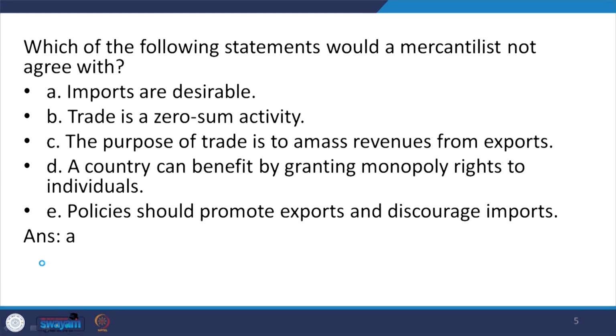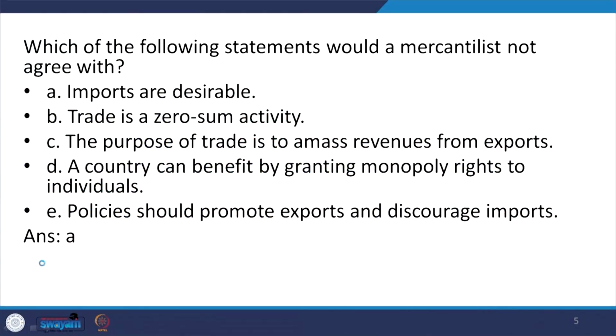Which of the following statements would a mercantilist not agree with? So, we are now explaining some of the sample questions. We will immediately go to other calculations for international trade statistics for understanding classical theories empirically. Which statement would a mercantilist not agree with?